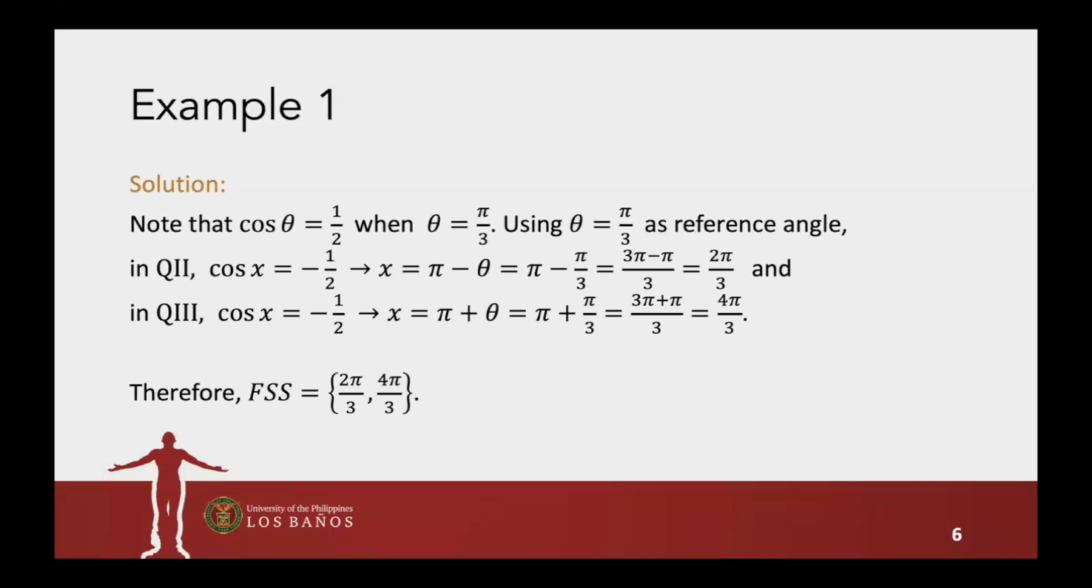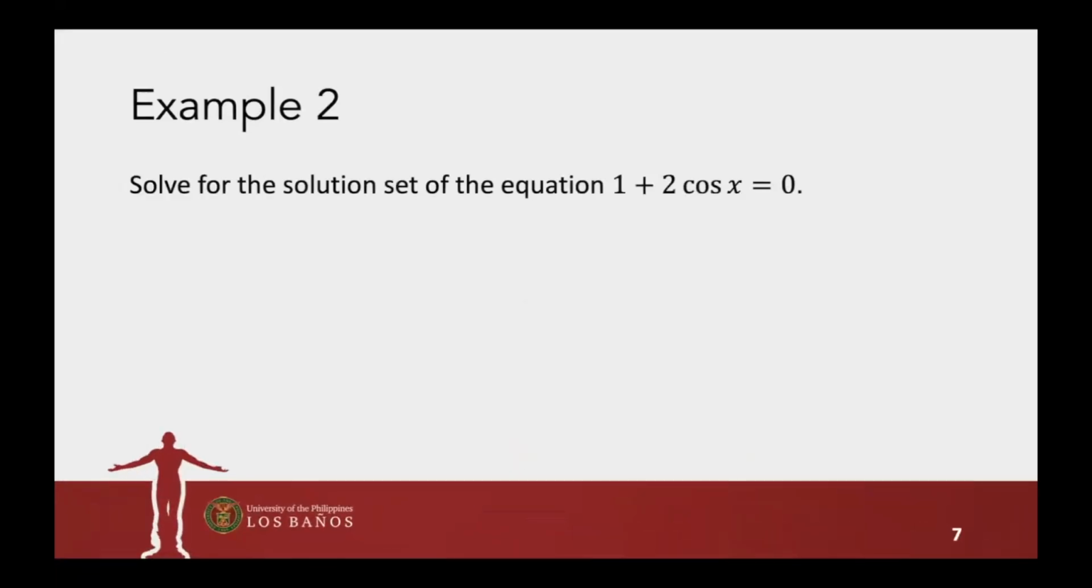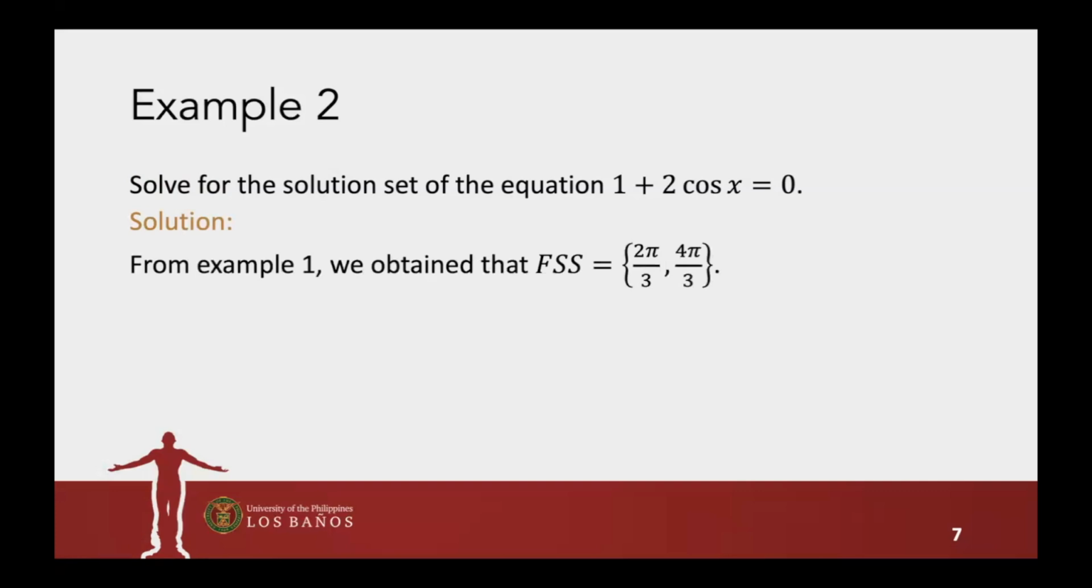So let's now go to the second example. It's the same question, it's the same given. However, we want to get the solution set, not just the fundamental solution set. So how are we going to do this? It's actually very simple. From the first example, we already obtained our fundamental solution set, which is the set containing 2 pi over 3 and 4 pi over 3.